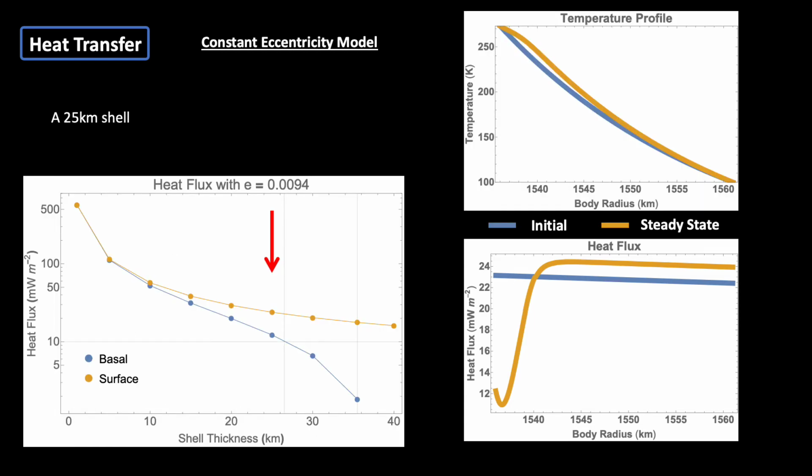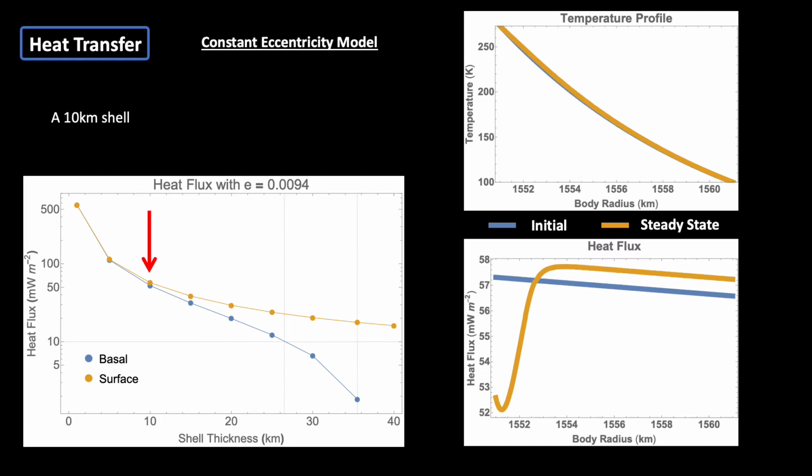So we can look at all different thicknesses of shells, right? So this is the 25-kilometer shell that we looked at. A thin shell makes very little tidal heating, right? It barely does anything here, and you've still got these really high basal heat fluxes.